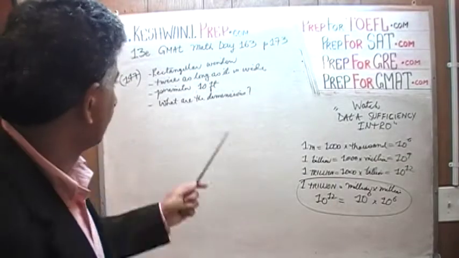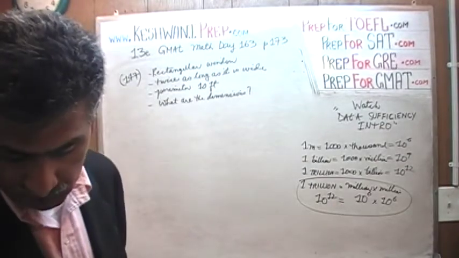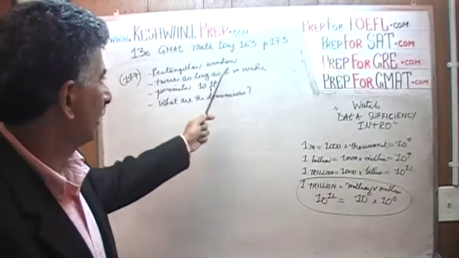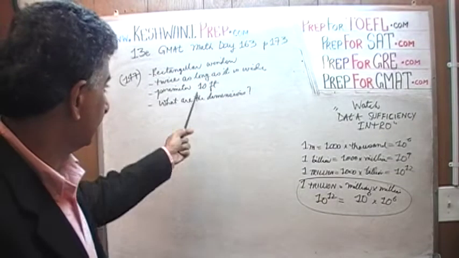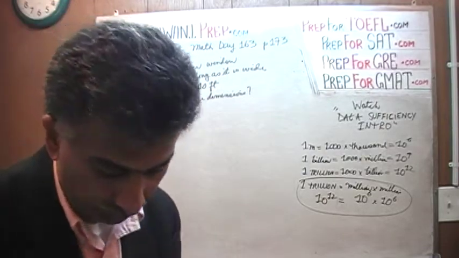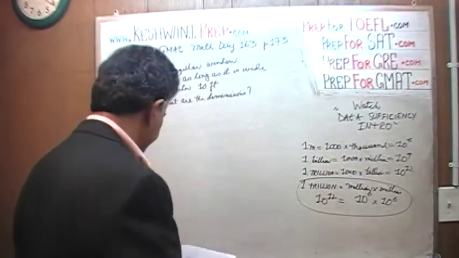We are told that a certain rectangular window is twice as long as it is wide. It is twice as long as it is wide. We are further told that the perimeter of the thing is 10 feet. The question simply is, what are the dimensions of the window? Let's see what we can do.